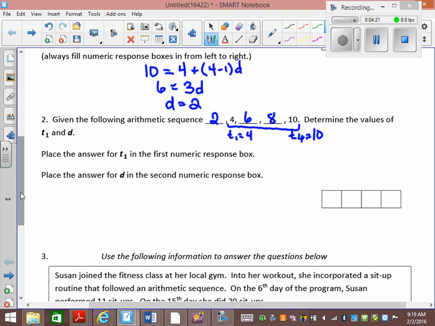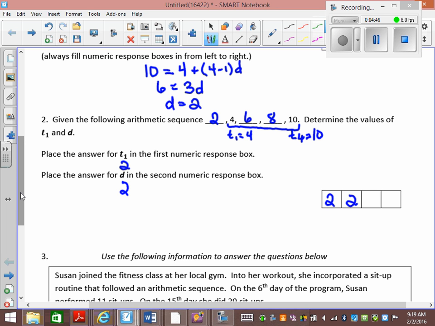So what is my actual T1? My actual T1 is not 4, that's my T2, but I just used it to find my D, right? My actual T1 is 2. So place the answer for T1 in the first numeric response box. Place the answer for D, which is also 2. Are they always the same? No, they just happen to be the same. In the second box, so you'd go 2, 2.